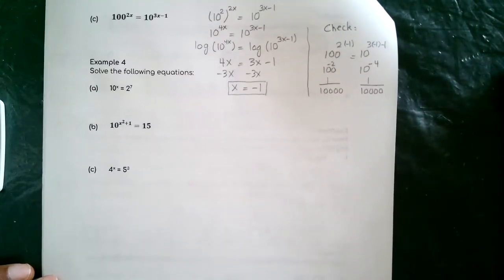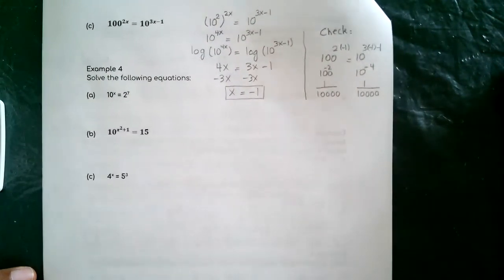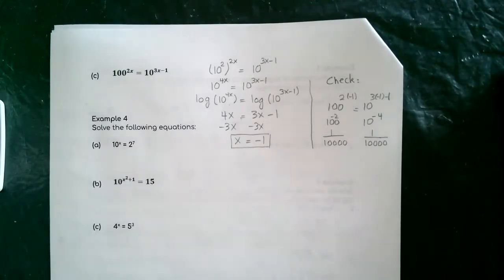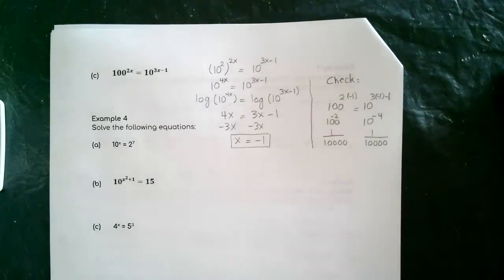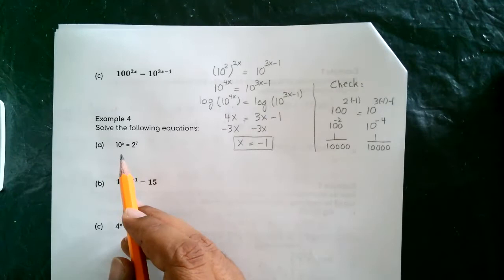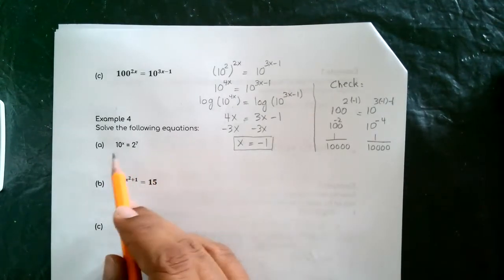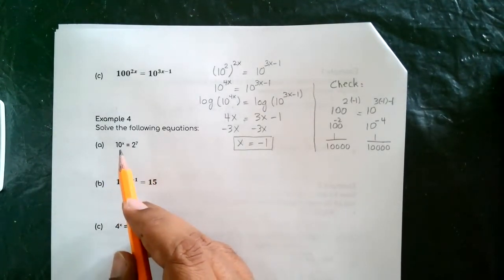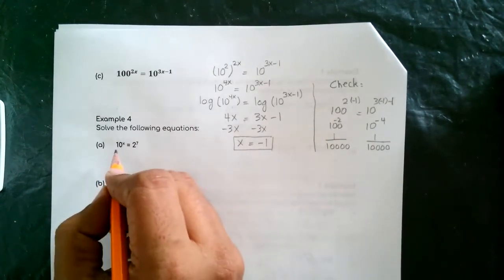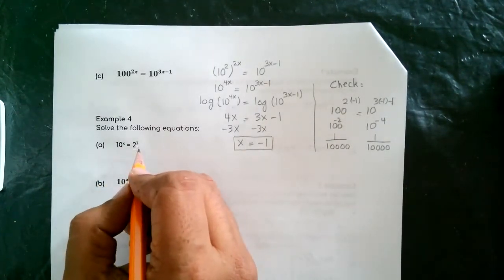Okay, so now we do example 4. By the way, I'll just leave it like this so that you can have a look and make a note in your copy as well. Now let's do this problem A for example 4. Solve the following equations. Like I said, we can have different bases. Still we have the exponential terms. So 10 exponent x is equal to 2 exponent 7.